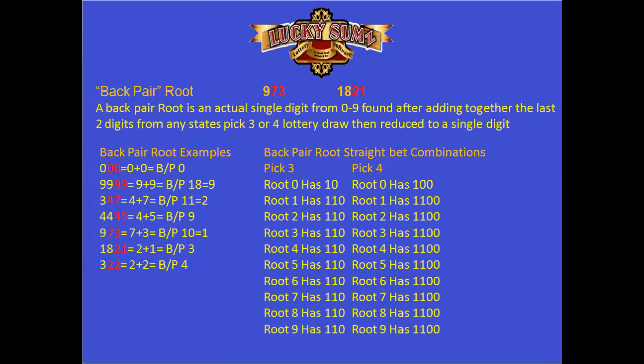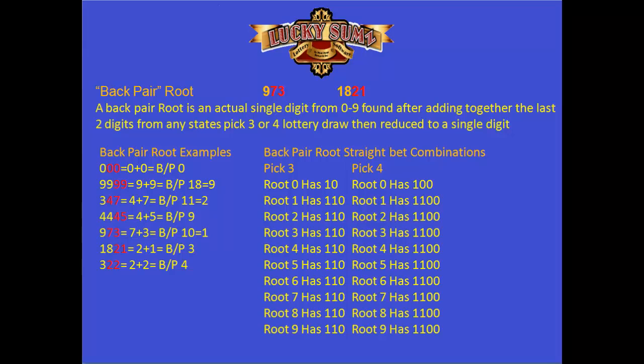Next, we have the back pair root cycle. A back pair root is an actual single digit from 0 to 9 found after adding together the last two digits from any state's pick 3 or pick 4 lottery draw, then reduced to a single digit. A back pair root example would be 0, 0, 0, which would be adding together the two back zeros, which would be a back pair 0. In quad 9, we would add together the last two nines. 9 plus 9 equals back pair 18 equals a back pair 9.